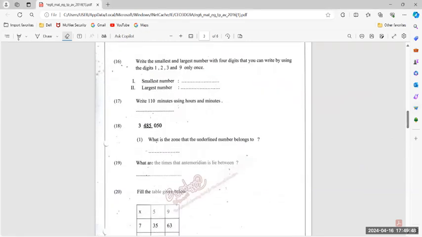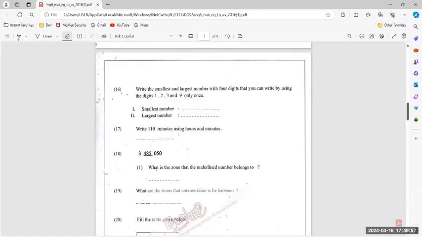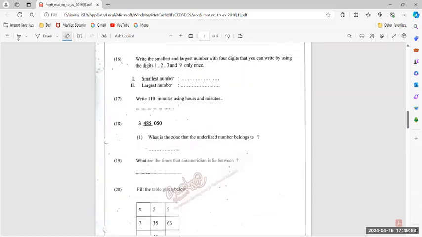Okay. So we are moving on to the 16th question. Write the smallest and the largest number with 4 digits that you can write by using the digits 1, 2, 3, and 9 only once. So the smallest number is 1 is small, then 2, then 3, then 9. So this is the smallest number you can write. The largest number is the exact opposite. So you can write 9, 3, 2, 1.